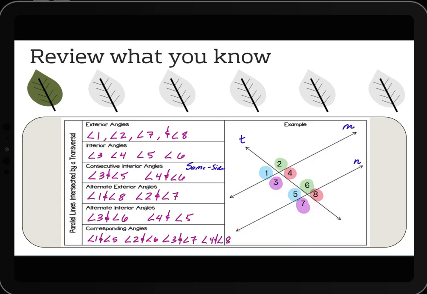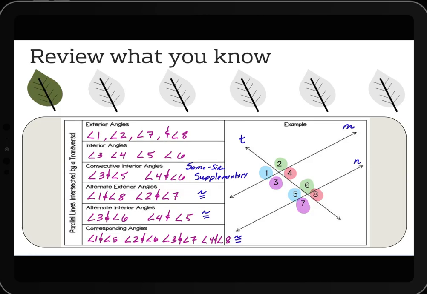In reference to the angles that I just mentioned, we also want to keep in mind that same side interior angles are going to end up being supplementary. So their sum is equal to 180, whereas these remaining angles here are going to end up being congruent to each other, and we'll reference that more clearly in the slides to come.